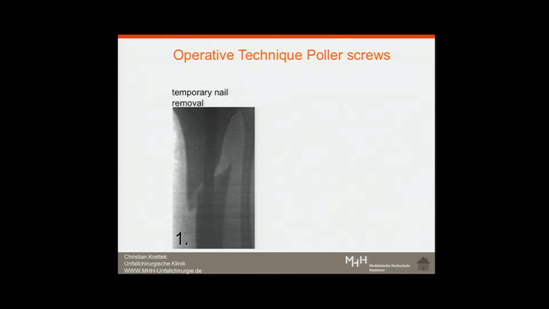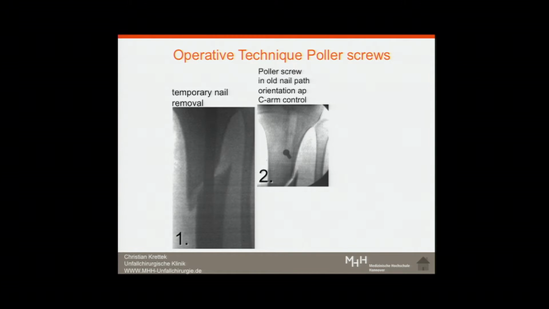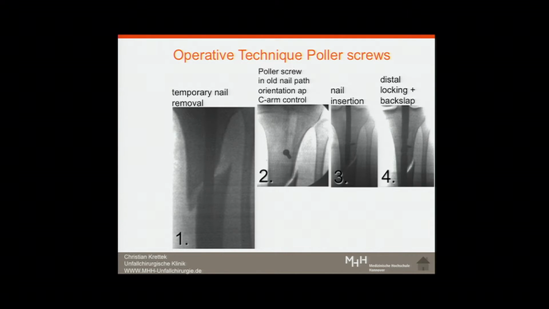We temporarily removed the nail and made sure the nail would not fall back again in the old nail path, which would have happened if we would not block this nail path with the blocking screw. And now, simple implant, but everything is now very easy. Reinsert the nail, and what's happening when the nail enters the distal main fragment, it shifts the distal main fragment to the medial side, and the alignment is much better than before. Then you do distal locking and back slap and realign and adapt the main fracture line.